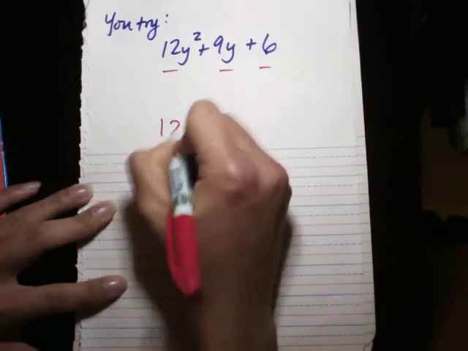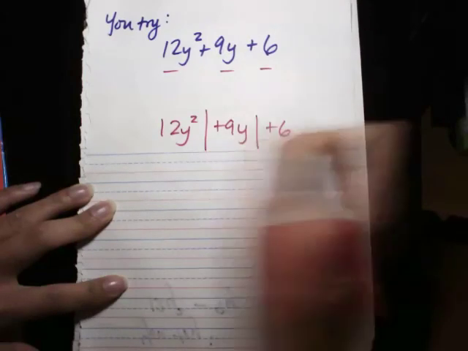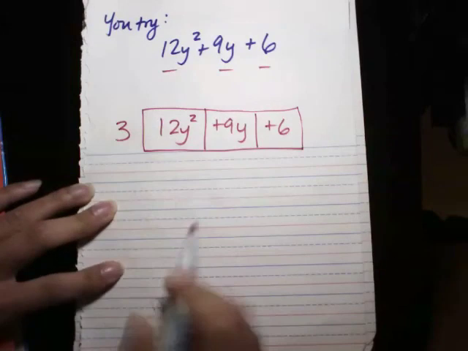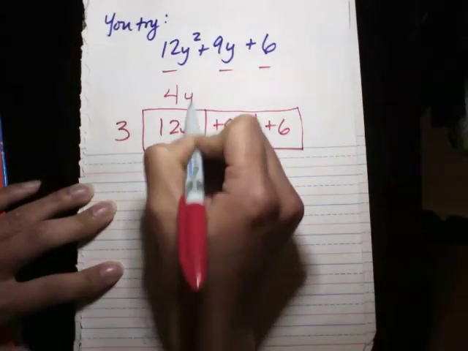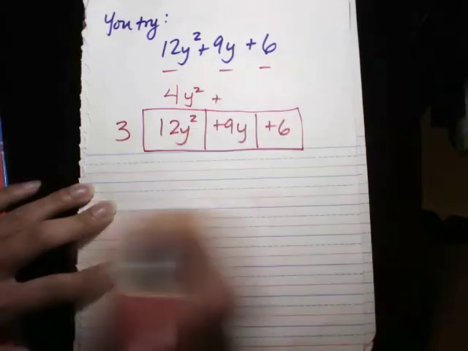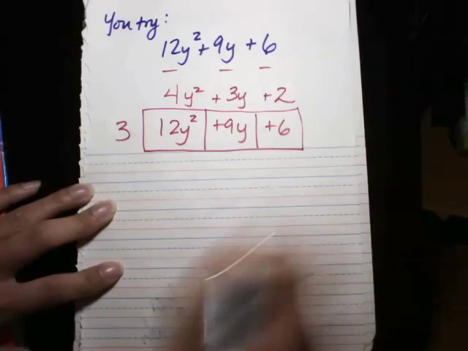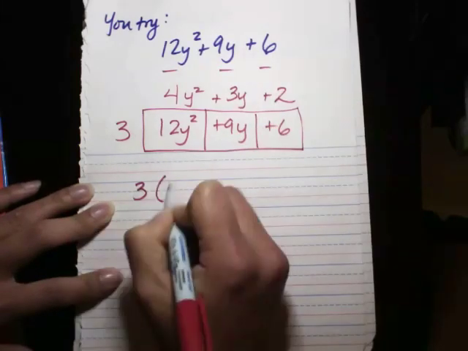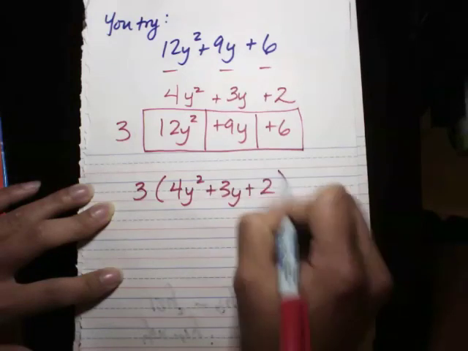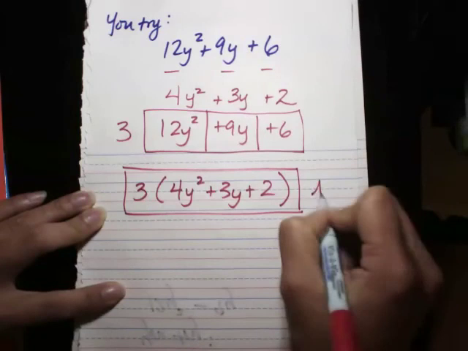If you're using the box method, I can put all this in a box. I can only factor out a 3, which means I still need a 4y squared, a 3y here, and a positive 2 in order to multiply together to make that work. So my factors would be 3 times the trinomial here. Did you get this? If you did, give yourself a star.